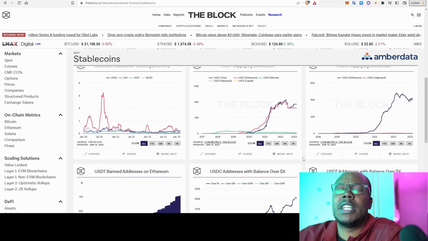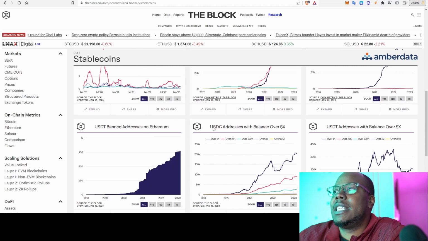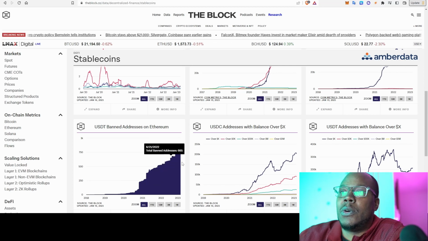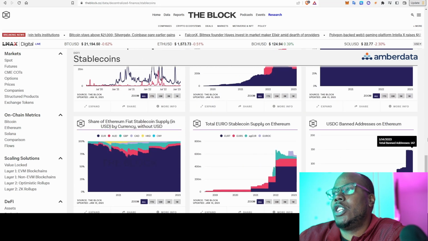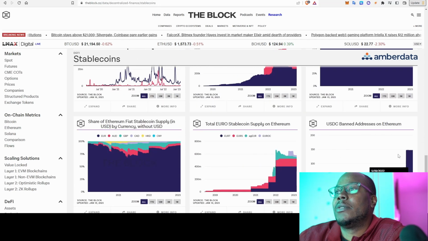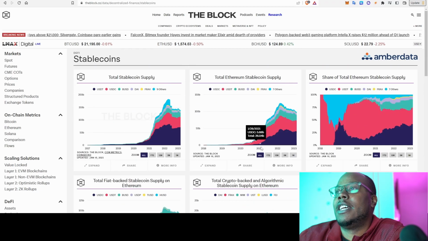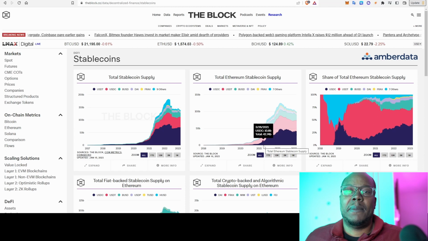Coming down right here, though, I wanted to say real quick, we got these banned addresses on Ethereum. We got USDT, USDC, and then banned addresses over X amount of dollars. But the banned addresses are going up pretty crazy right here on USDT, and also on USDC, they went up, like they've just been jumping. Banned addresses on these blockchains, I guess, I don't know. Let me know what you guys think about addresses being banned on blockchains.